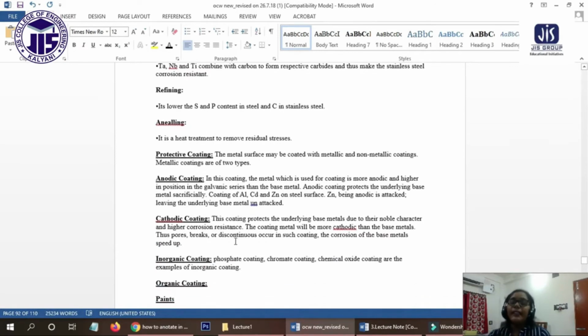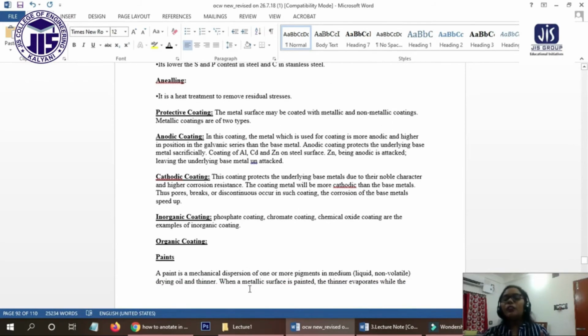Or one thing that is most important, that is a protective coating. Protective coatings are generally of three types. One is organic coating, inorganic coating, and metallic coating. Generally organic coating means paint. Whatever paint we are using, those are organic compounds, and that organic compound we generally use for prevention of corrosion of the metal.